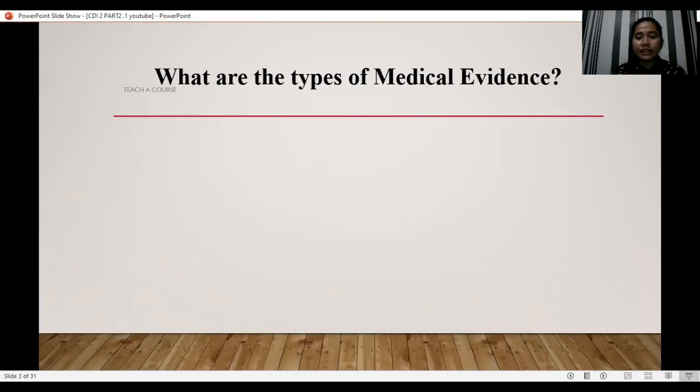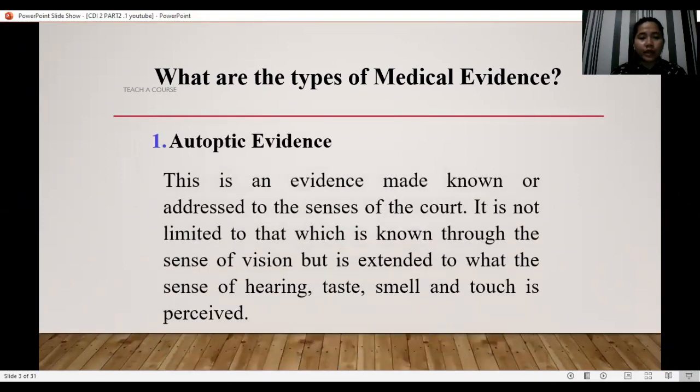So we have the different types of medical evidence. The first one is the autoptic evidence. Autoptic evidence is evidence addressed to the senses of the court, and it is not limited to that which is known through the sense of vision, but it is extended to what is perceived by the sense of hearing, taste, smell and touch. And take note that autoptic evidence is also known as real, object, and physical evidence.